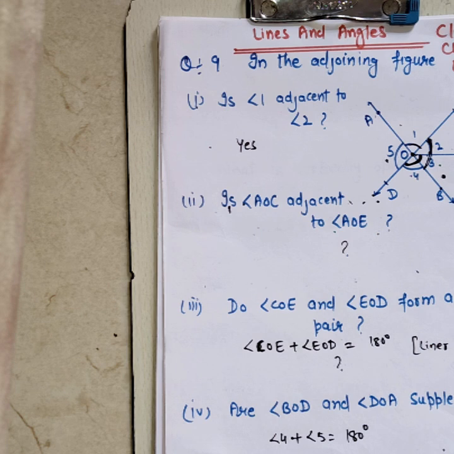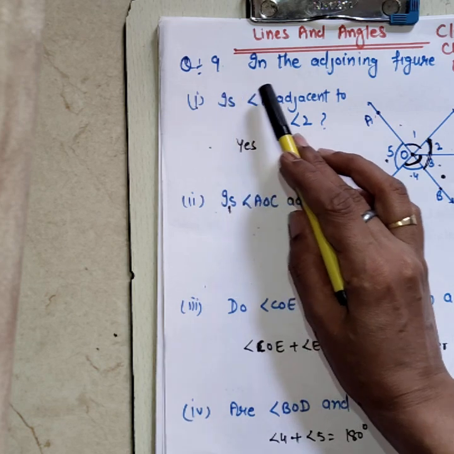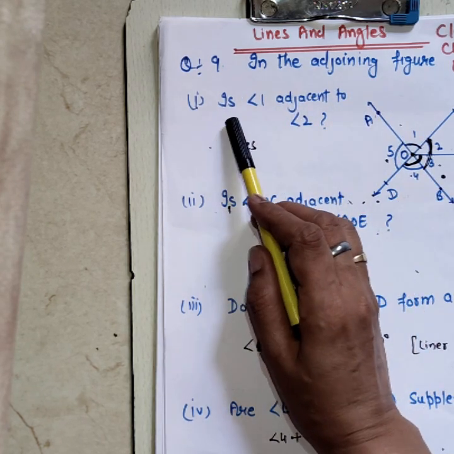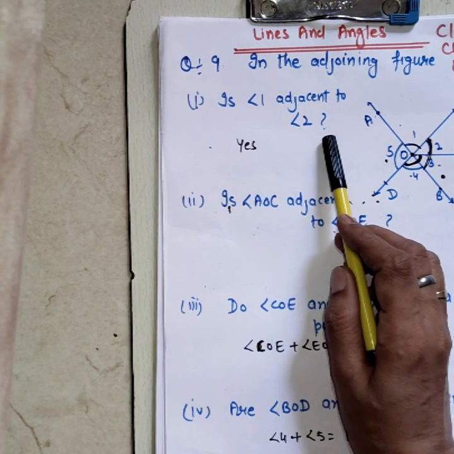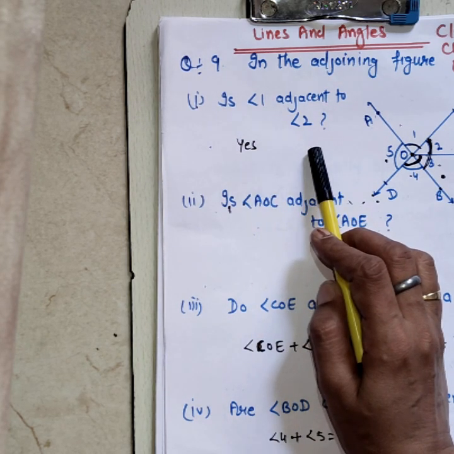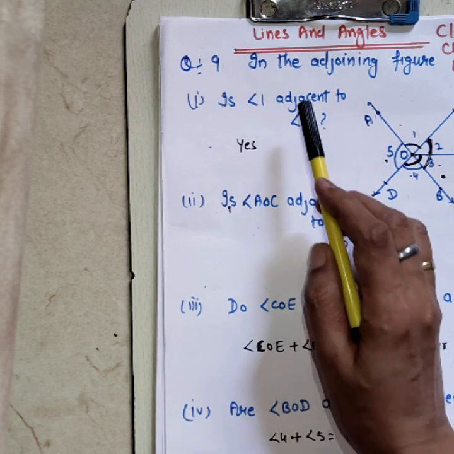Yesterday we learned about vertical opposite angles, linear pair and adjacent angles. Today we will solve questions based on those angles. Question is, in the adjoining figure, is angle 1 adjacent to angle 2? What are adjacent angles? Yesterday we learned about that.